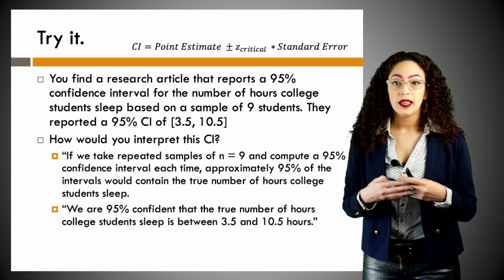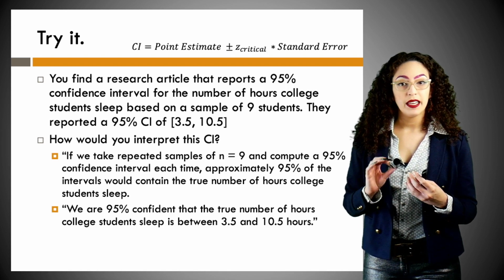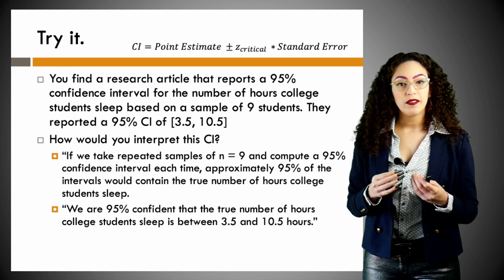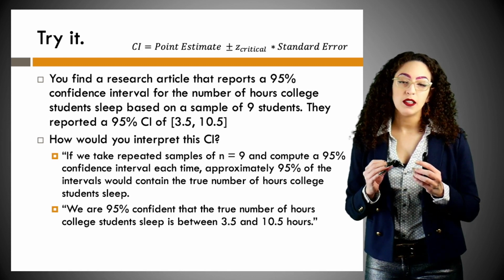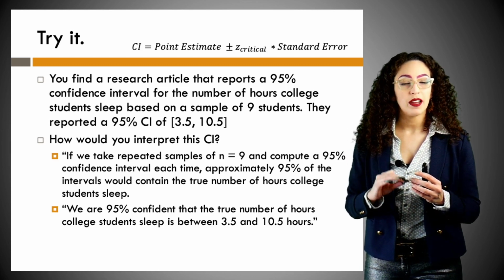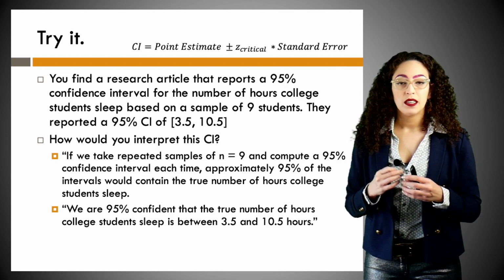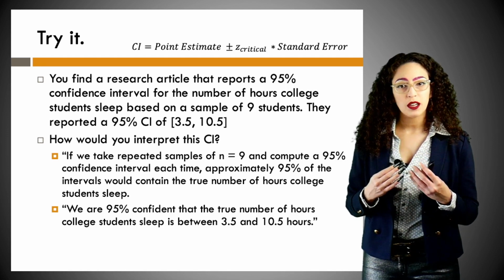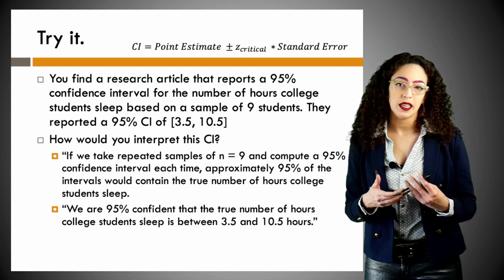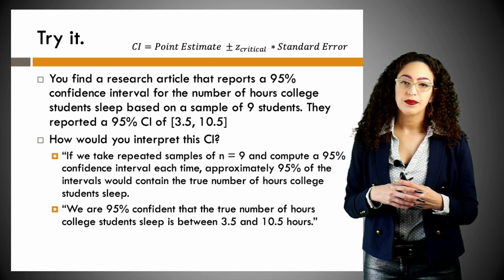We could say, if we take repeated samples of n equals 9, and compute 95% confidence intervals each time, approximately 95% of those intervals would contain the true number of hours college students sleep. Another way we can say it is that we are 95% confident that the true number of hours college students sleep is between 3.5 and 10.5 hours.